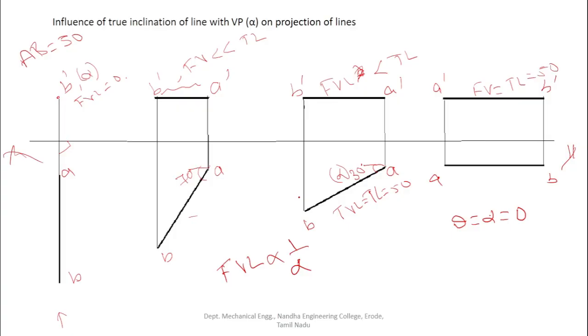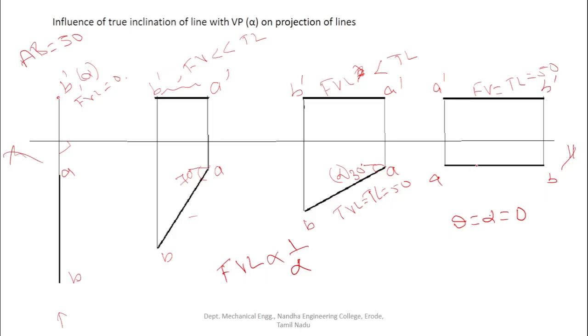Now we are going to see the effect of alpha on the distance between the point B and the VP. Here also the location of one point will be fixed. For example, the location of the point A will be fixed. Then the inclination of the line with the VP is given. So by fixing A, we rotate the point B until the orientation is the same as in the question.